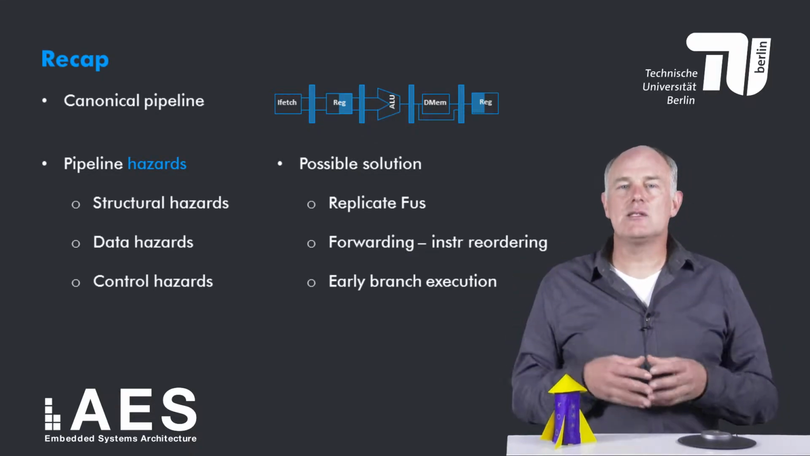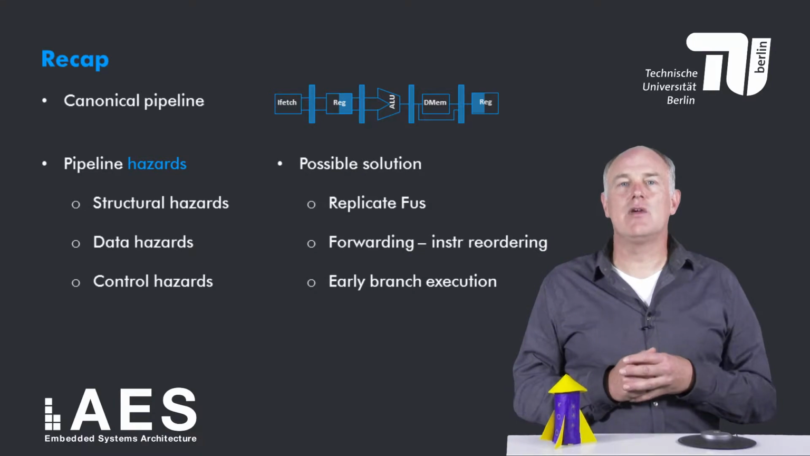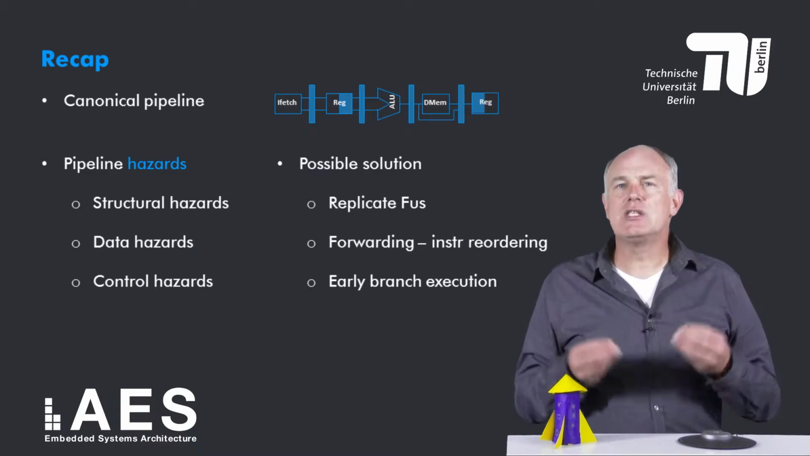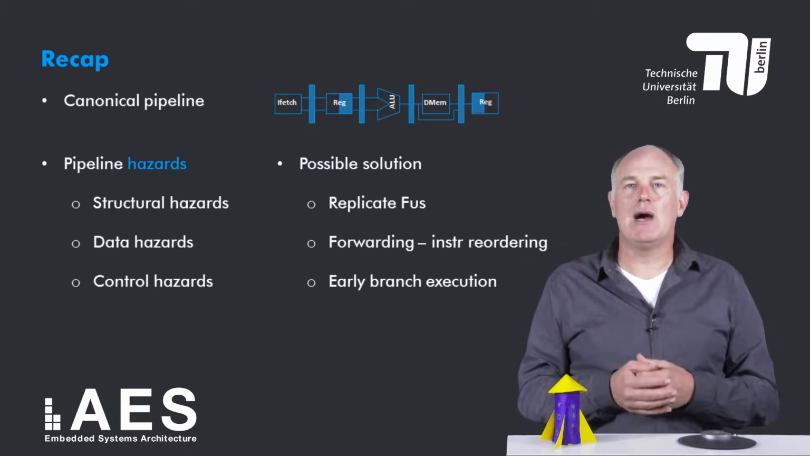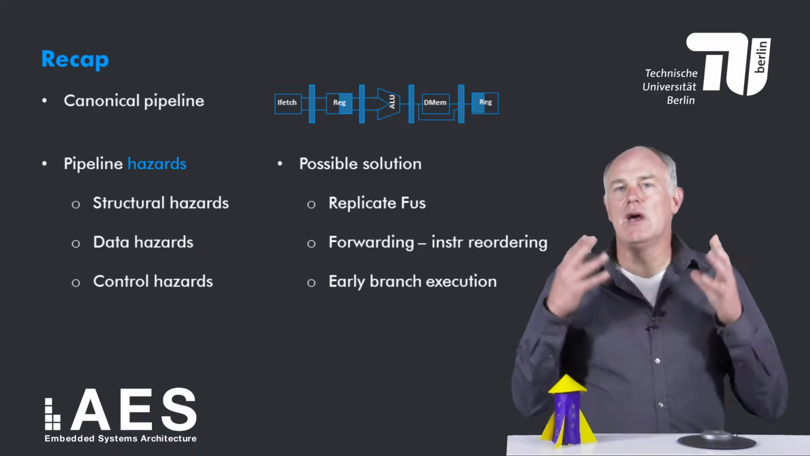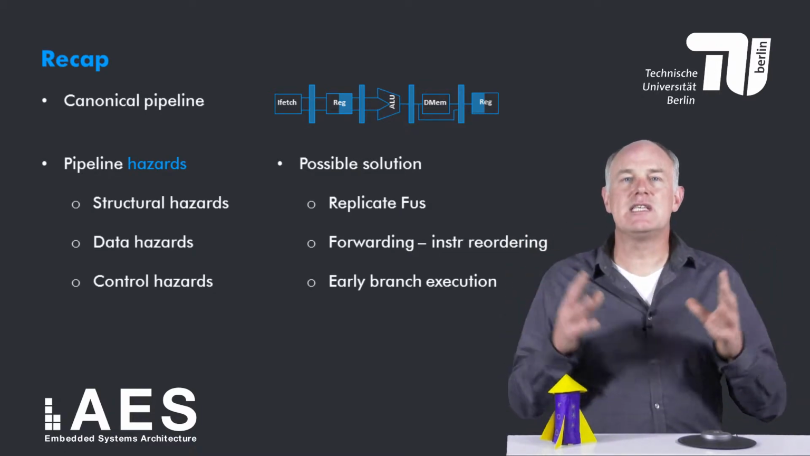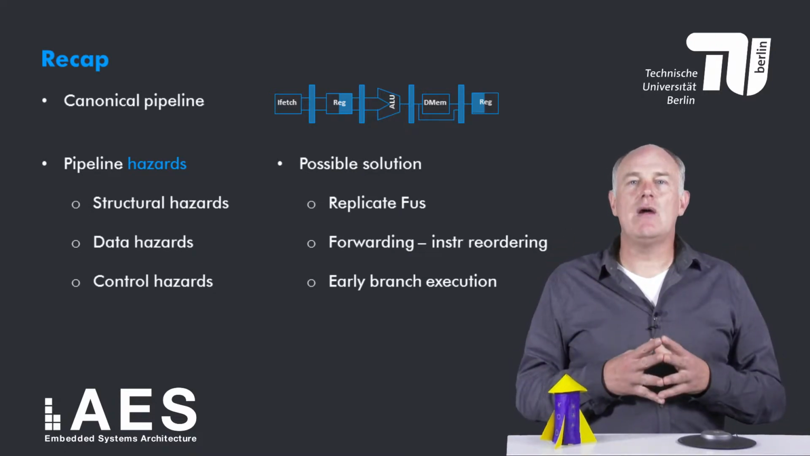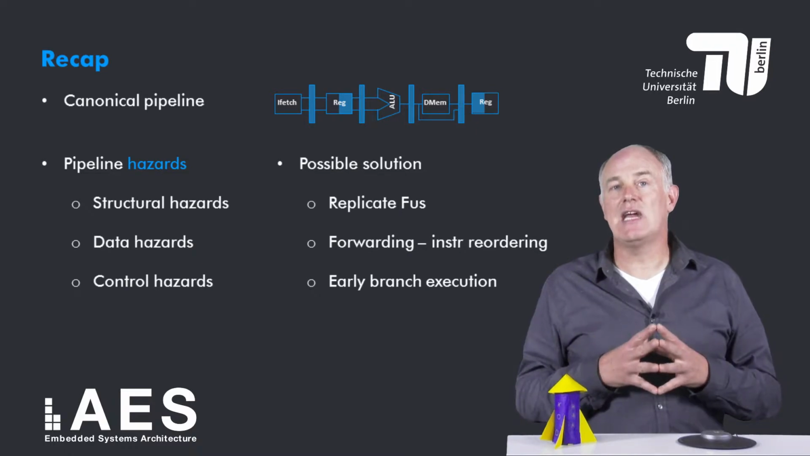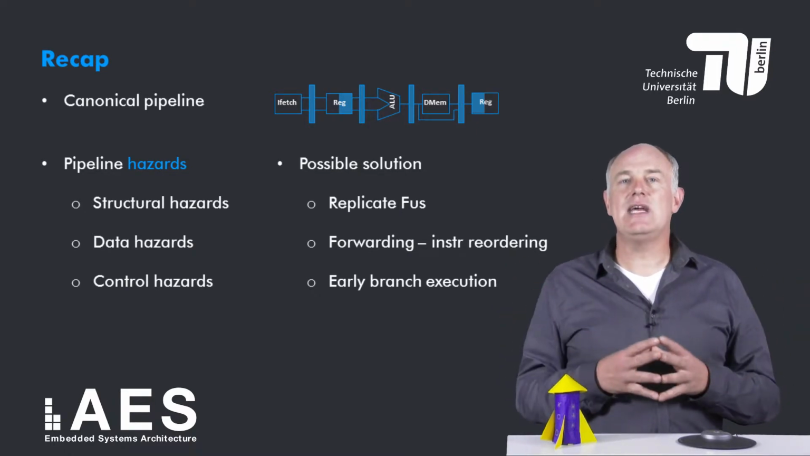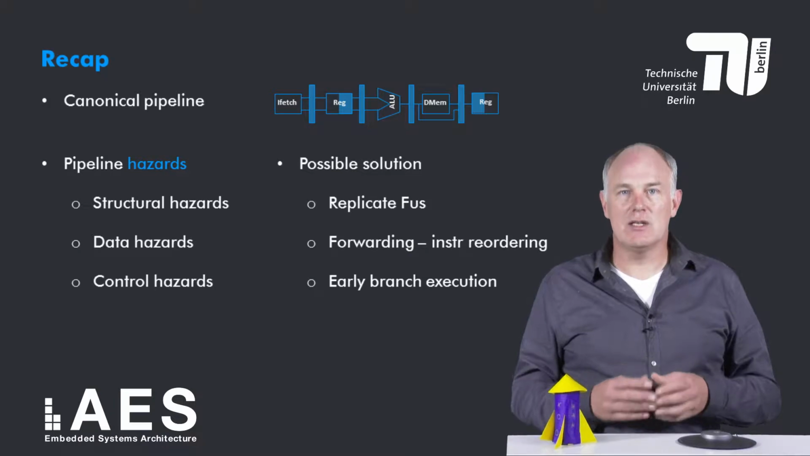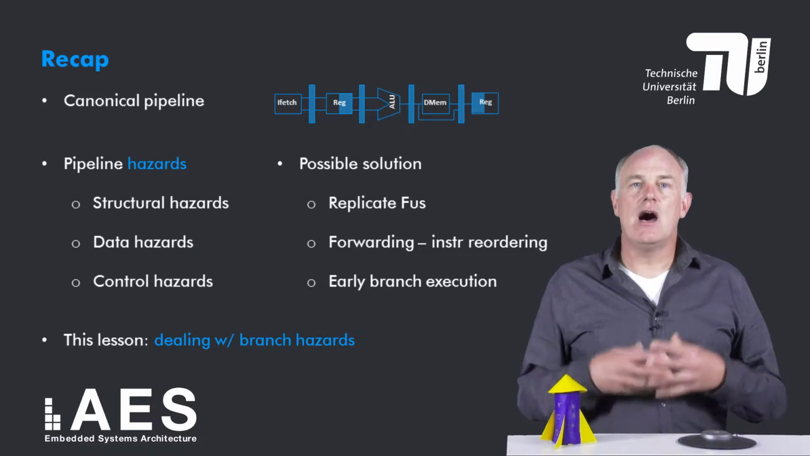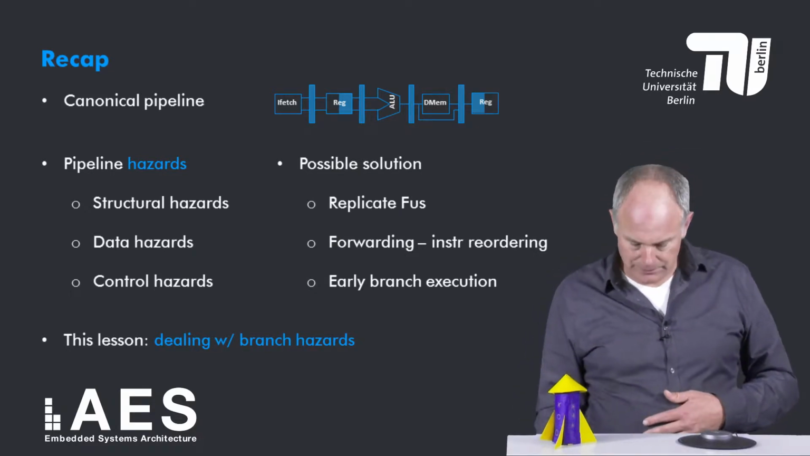Finally, control hazards occur because at the time branches are executed, some instructions have already entered the pipeline. They can be partially solved by executing branches early in the pipeline, and we showed how branch execution can be moved to the second stage of the canonical pipeline, the ID stage. At that time, however, the next sequential instruction has already been fetched. The question then is, what do we do with this instruction? That's the new topic of this lesson. How do we deal with branch hazards?